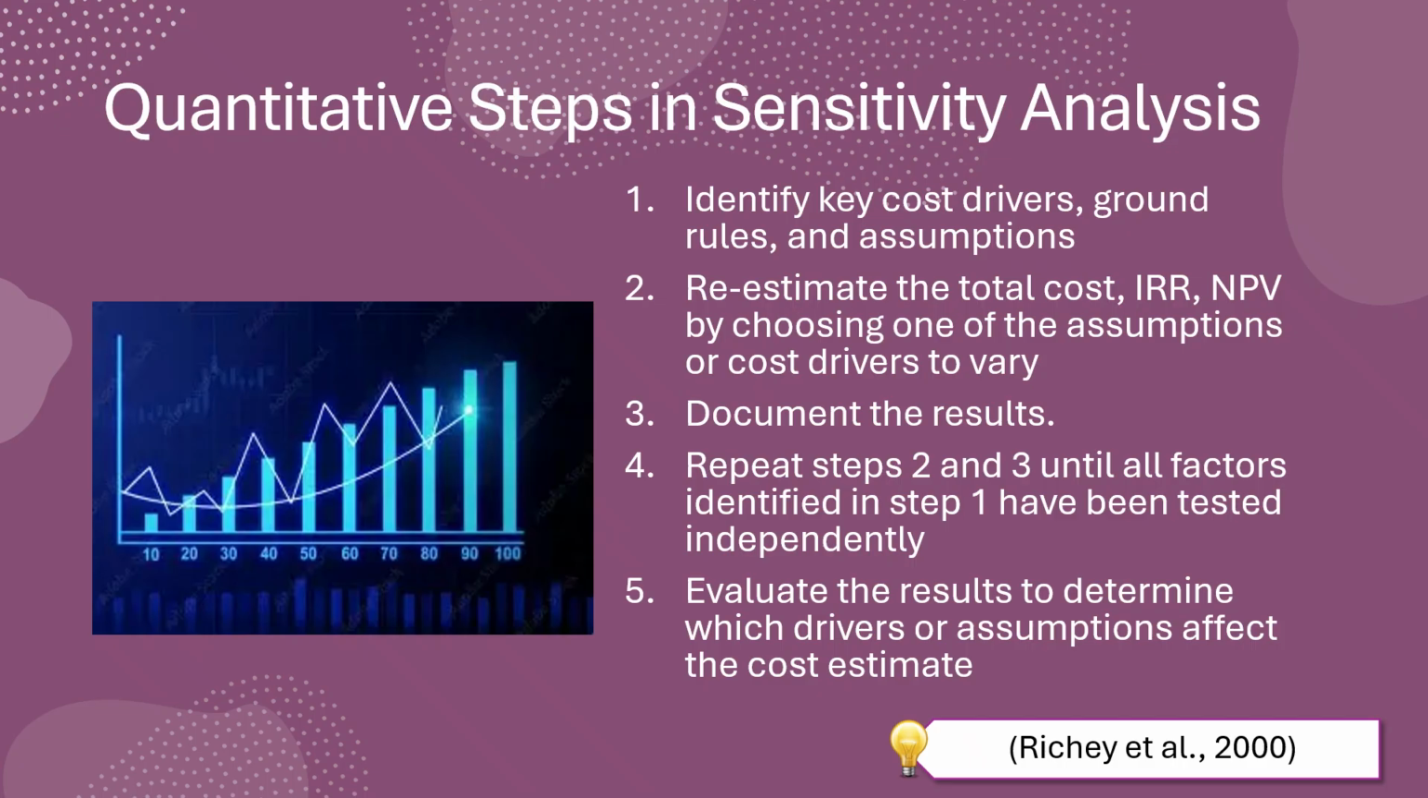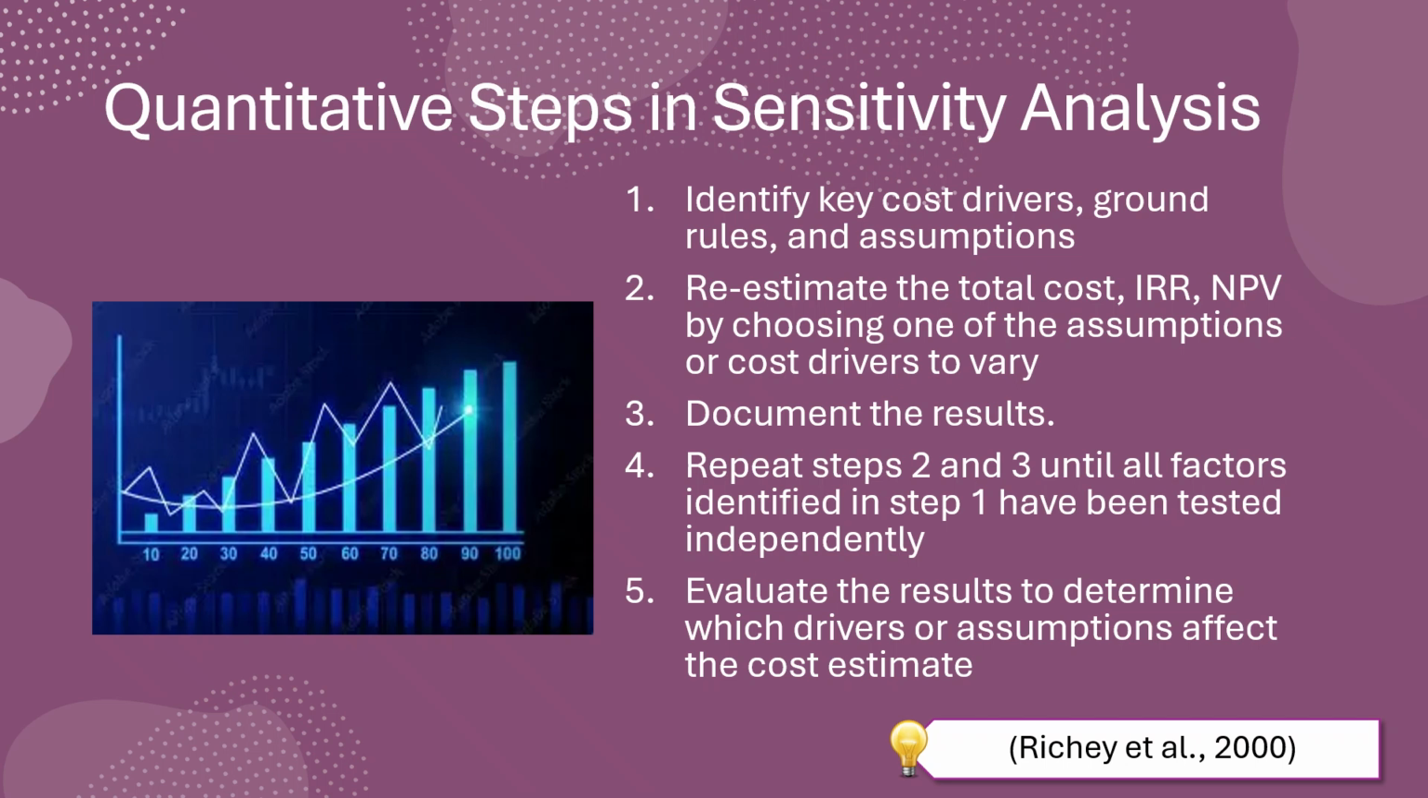The first step is to identify key cost drivers, ground rules, and assumptions for sensitivity testing. The next step is to re-estimate the total cost, NPV, or net present value, and IRR, internal rate of return, by choosing one of the assumptions or cost drivers to vary between two set amounts. By examining each assumption or factor independently while holding all others constant, the cost estimator can evaluate the results to discover which assumptions or factors most influence the estimate.